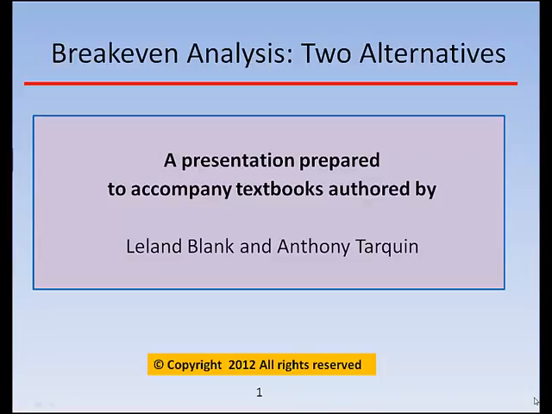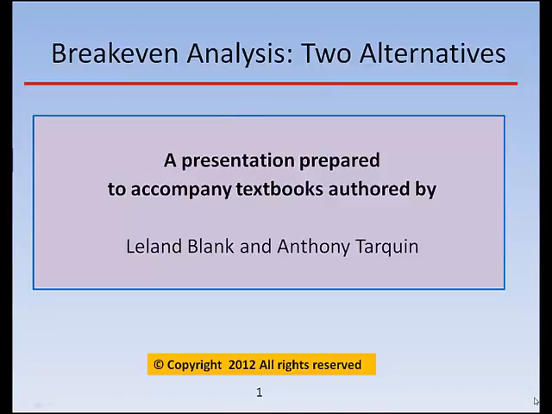Welcome to this podcast on break-even analysis of two alternatives. First, we summarize an approach to identify and solve for a common parameter or variable between two mutually exclusive alternatives. We will use the terms parameter and variable interchangeably. Then an example of a make-buy decision demonstrates the method using manual and spreadsheet solutions.